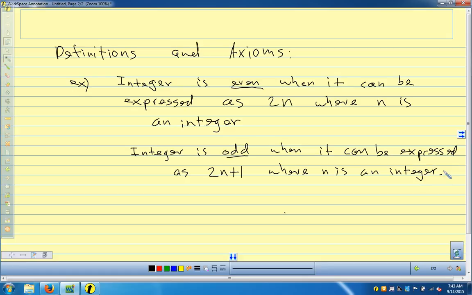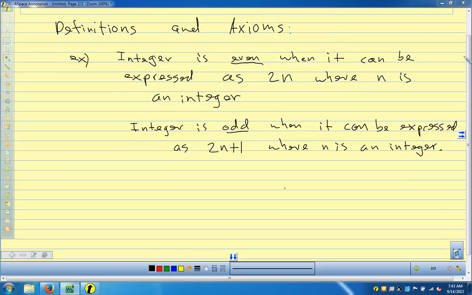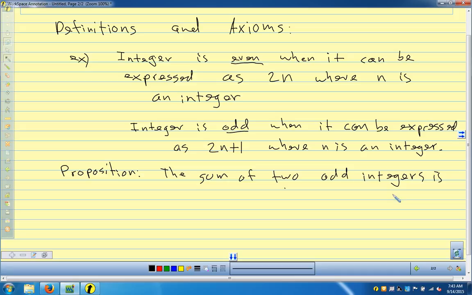And then we can do lots of interesting, kind of fun little exercises with these kinds of things. So let's talk about a direct proof. Let me make a proposition. So here's my proposition. My proposition is the sum of 2 odd integers is even. And if we thought about this, does this make sense?